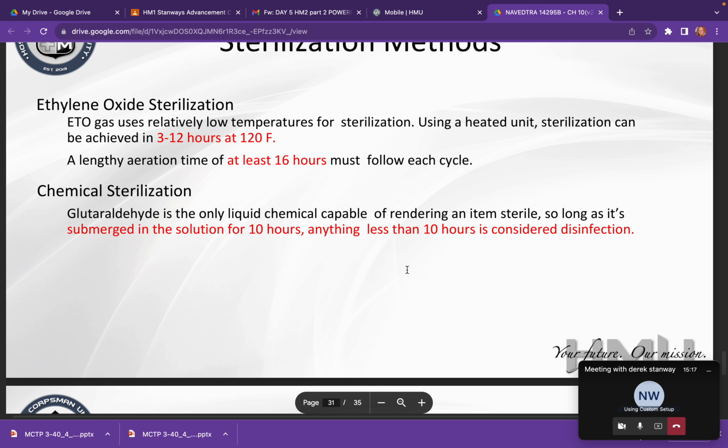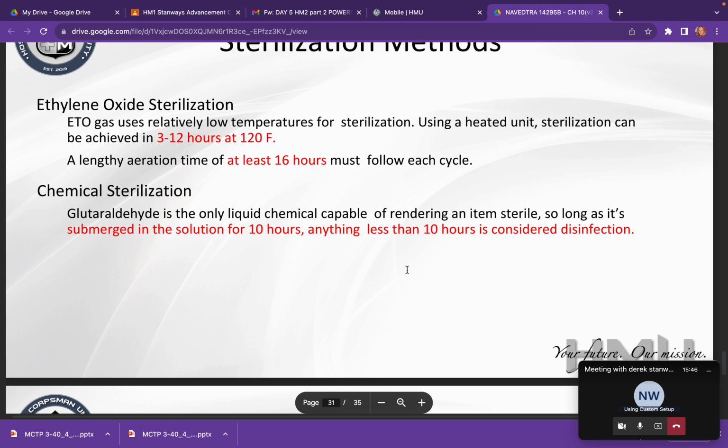Chemical sterilization. Glutaraldehyde is the only liquid chemical capable of rendering an item sterile, so long as it's submerged in the solution for 10 hours. Anything less than 10 hours is considered disinfection. So this goes back to when we saw those two separate times. It can be used for either one depending on the length of time in which it's used. So it can be used as a sterilant if it's used for 10 hours. Anything less than that, it is not sterile, it is only disinfecting. So put a star next to that.